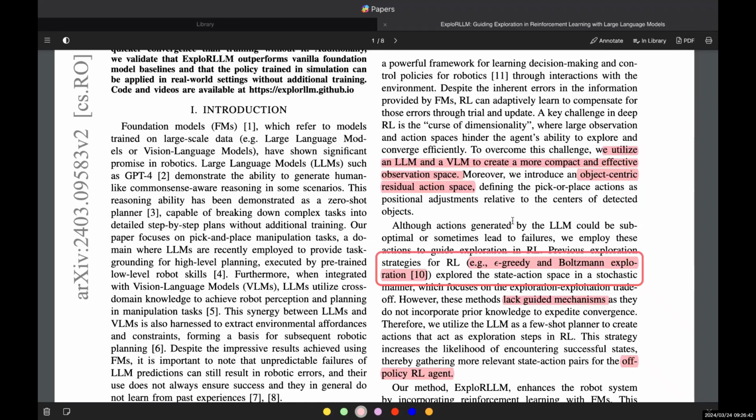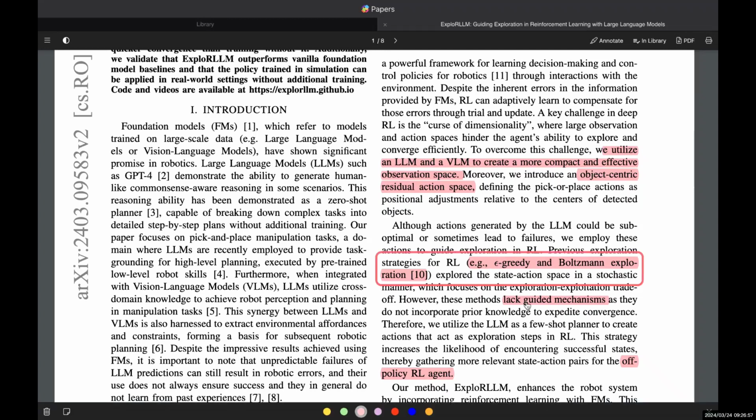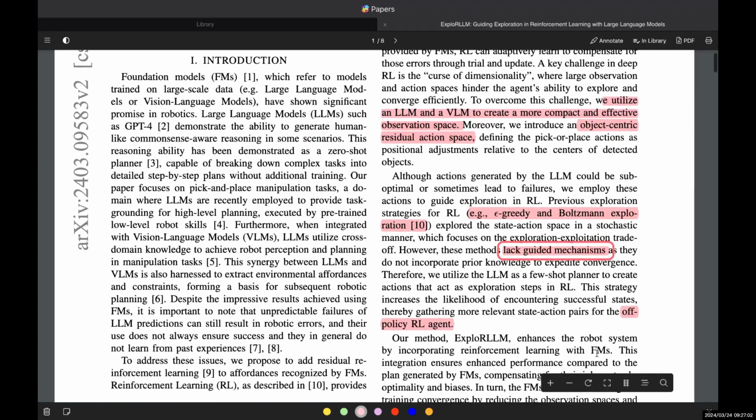The second contribution in this paper is that they prompt the large language model to replace the traditional exploration strategies for reinforcement learning, such as epsilon greedy, which is very inefficient in robot settings. They combine the large language model to generate many training samples for the off-policy reinforcement learning to optimize the policies.